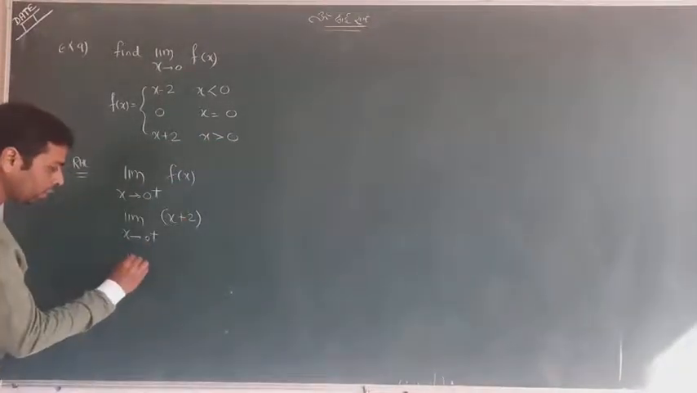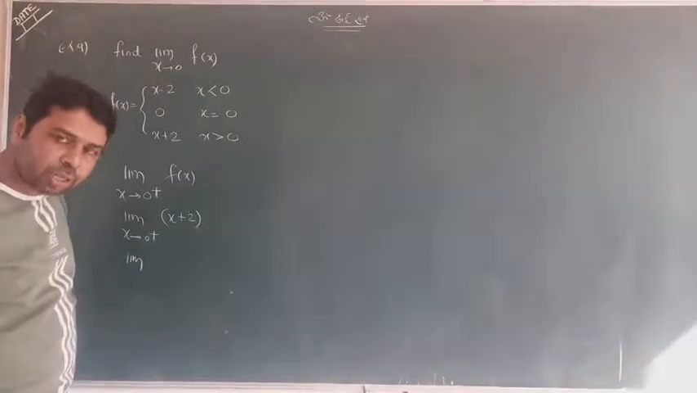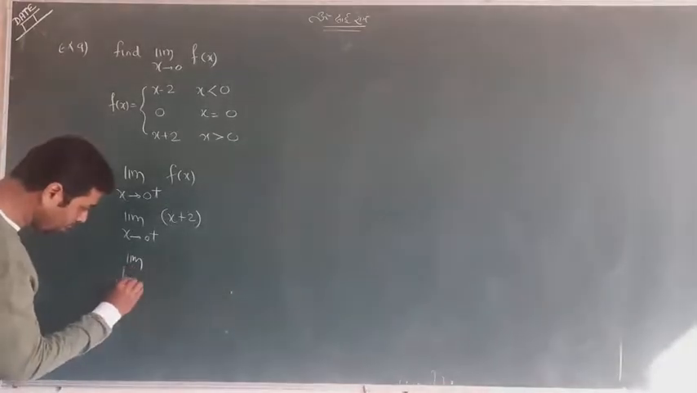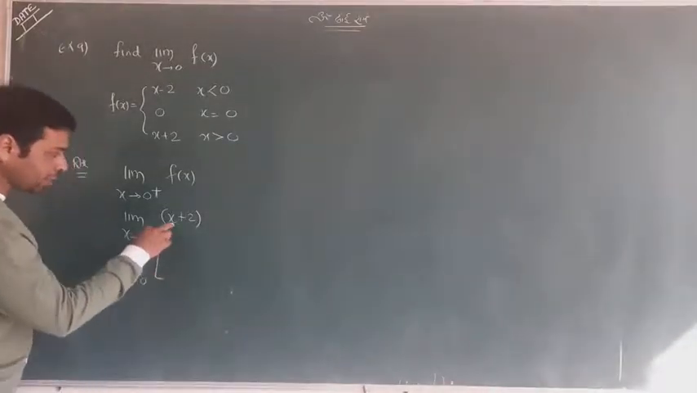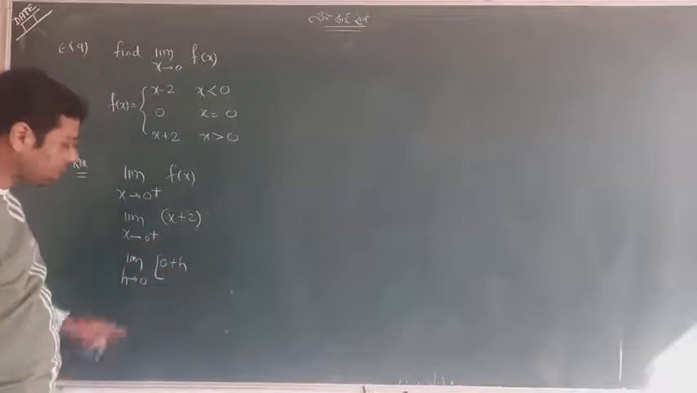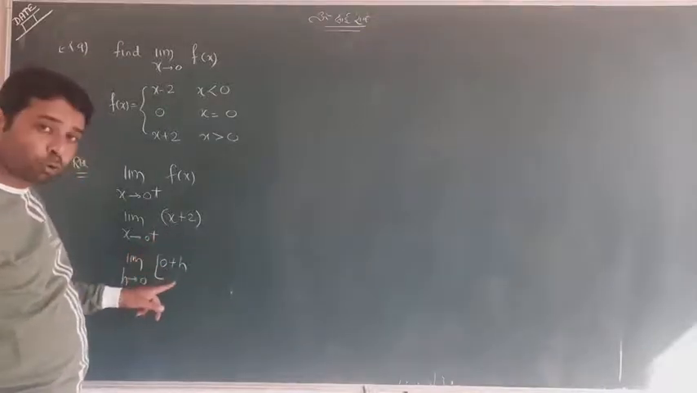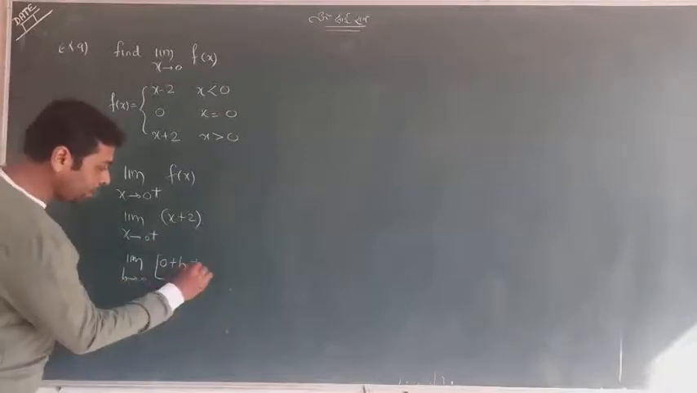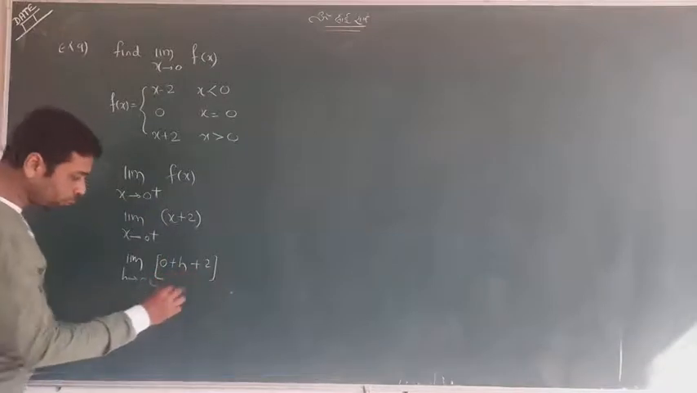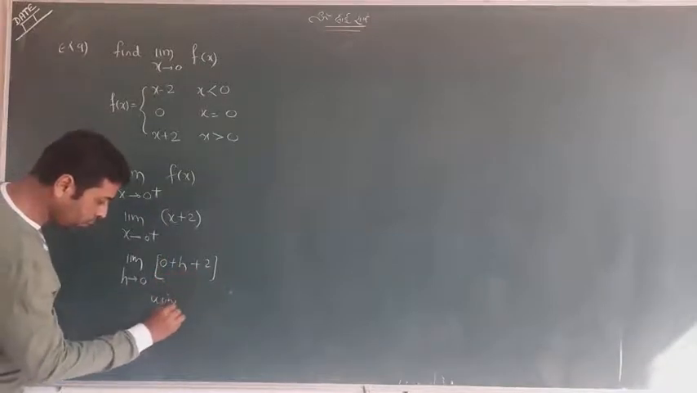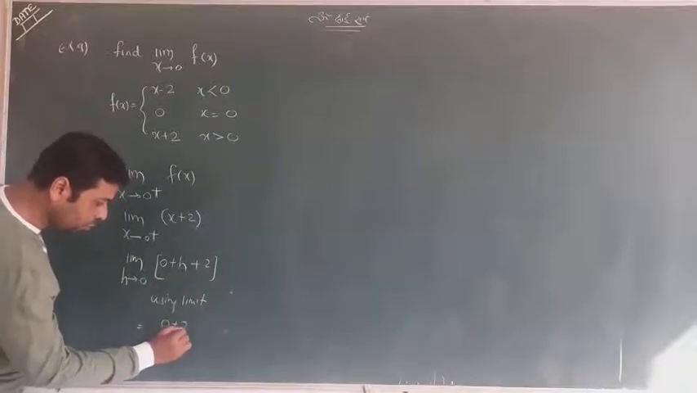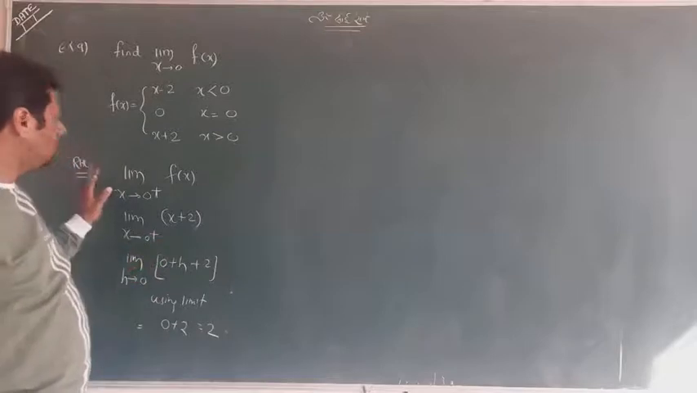Now I taught you yesterday the good concept that you convert everything into h. So you write h tends to 0, and instead of x you write 0 plus h. Yesterday we had 2 plus h. I write 0 plus h, and plus 2. Ultimately put h equal to 0 here. Using the limit, h is equal to 0, so you have 0 plus 2 is equal to 2. This is your right hand limit.